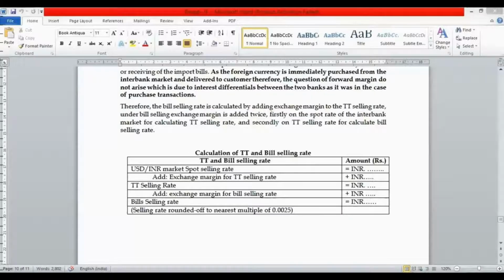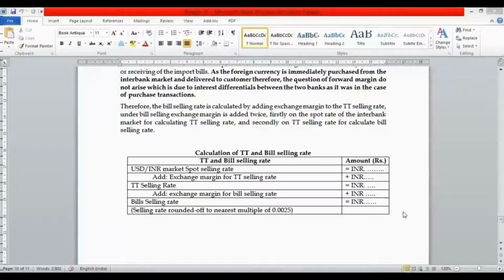We were discussing the selling rates, and yesterday we tried to understand the concept of how the conversion of foreign exchange has to be done in Indian currency with respect to selling transactions. And under the selling transaction, we already discussed that there will be two types of transactions: telegraphic transfer and bill selling rates.